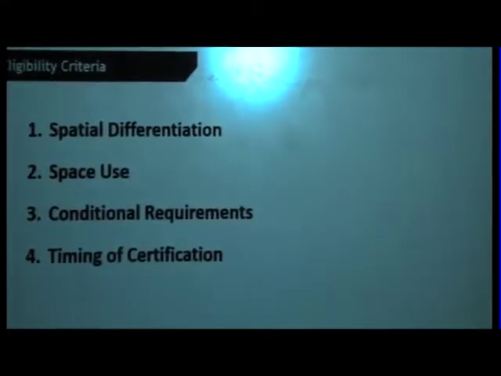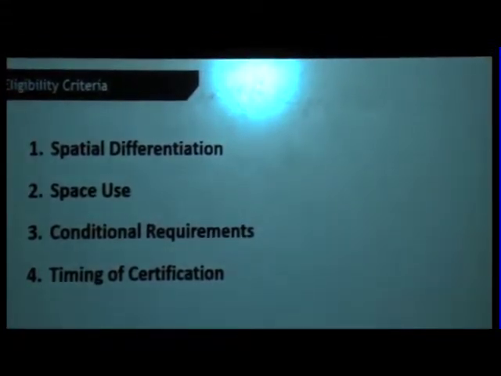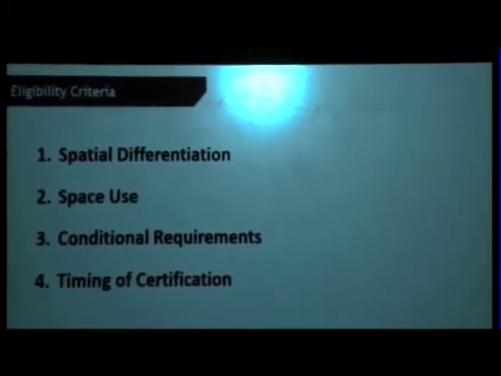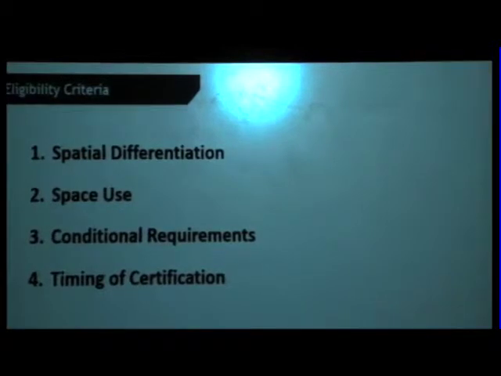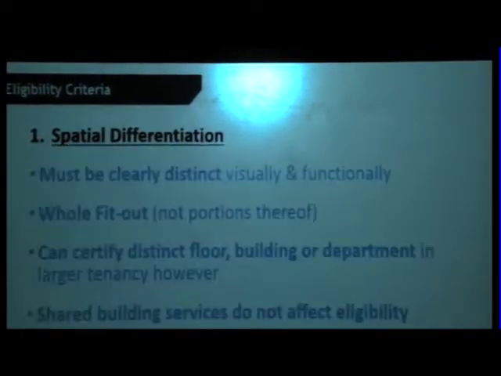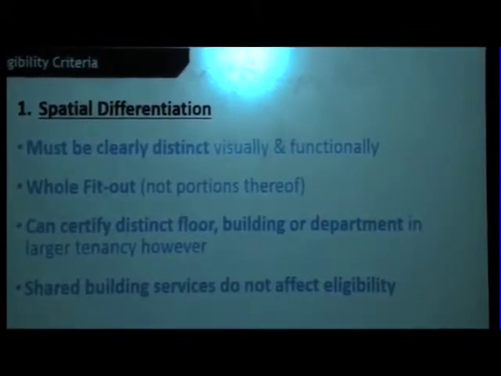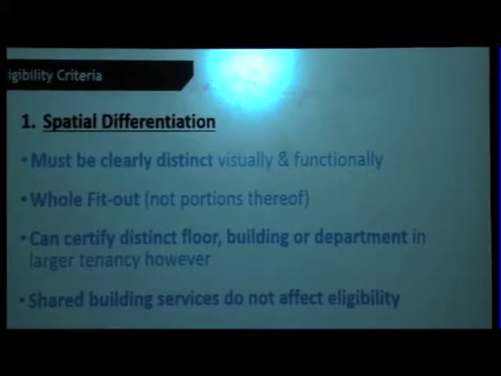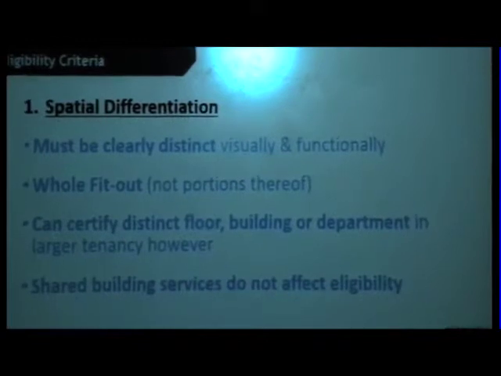Then I want to hop into eligibility criteria from an interiors perspective. There are 4 eligibility criteria: spatial differentiation, space use, conditional requirement, and the timing of the certification. If we dive into spatial differentiation, it must be clearly distinctive, visual and functional. Does that make sense? It must have a contained area, and it must be defined.